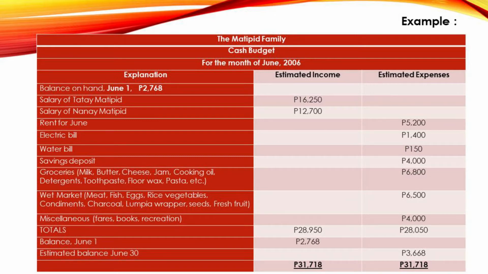So our total for estimated income is 28,950 pesos dahil pinag-add po natin yung 16,250 plus 12,700 kaya nakuha po natin yung 28,950 pesos. Next, in-add din po natin yung balance natin yung June 1 na 2,768 kaya ang total po ng ating estimated income ay 31,718 pesos. Our totals for estimated expenses is 28,050 pesos.